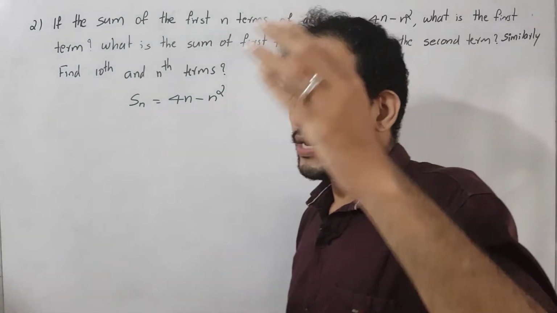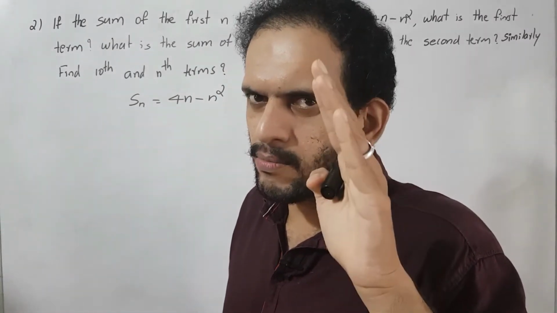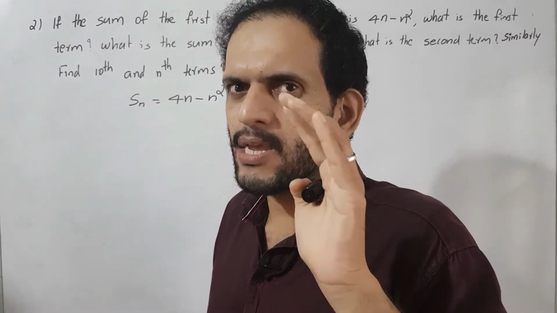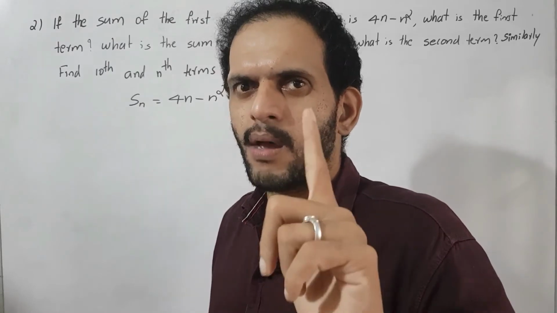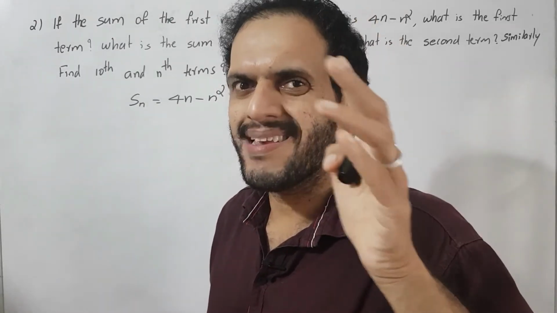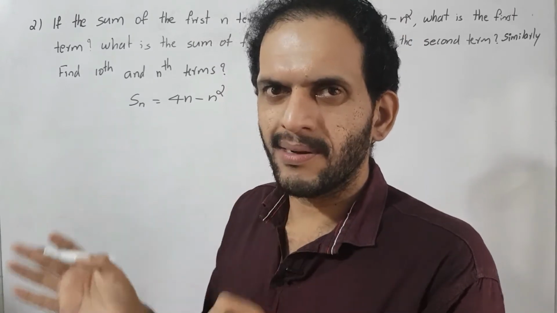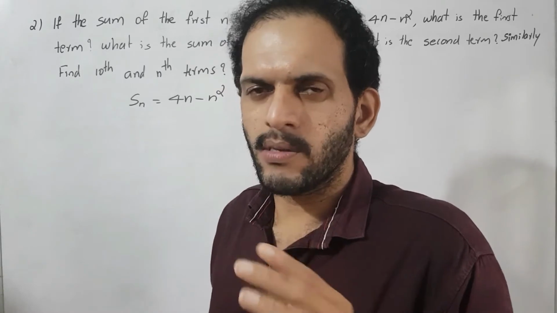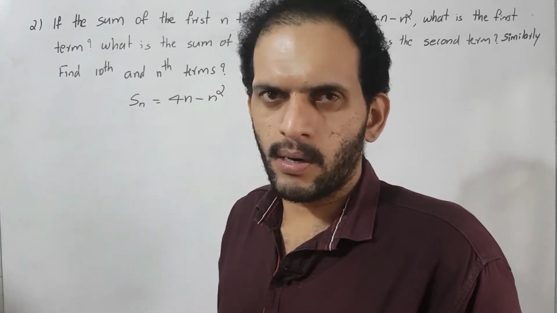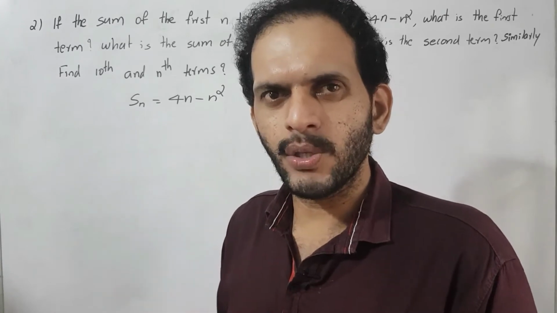Then we just recall the idea we studied already. The first term of an AP is equal to the sum of first term. We wrote it first. What is that? S1 is equal to A1. The first term is equal to what, children? S1, the sum of the first term, because there is nothing else to add to it. So S1 is equal to A1.